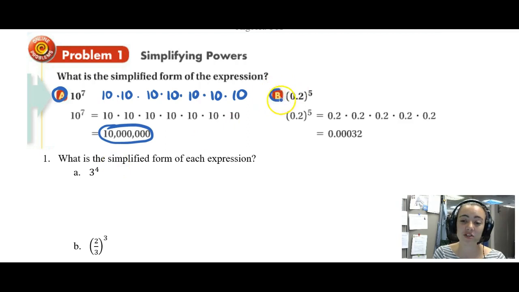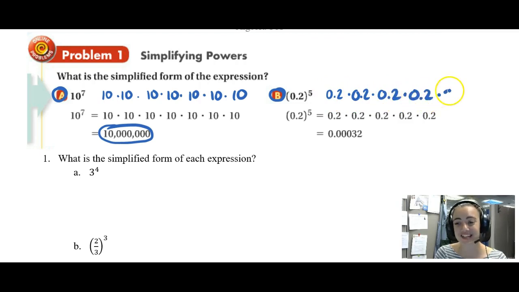For problem 2, we have 0.2 to the 5th power, or 2/10 to the 5th power. Remember that the exponent is 5, the base is 2/10, so it tells you you need to multiply 2/10 by itself 5 times. So 2/10 times 2/10 times 2/10 times 2/10 times 2/10. And you can type that all in your calculator and you'll get 0.00032.